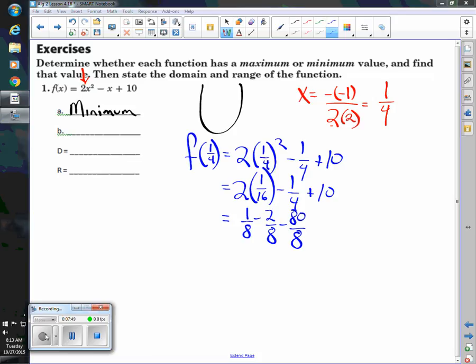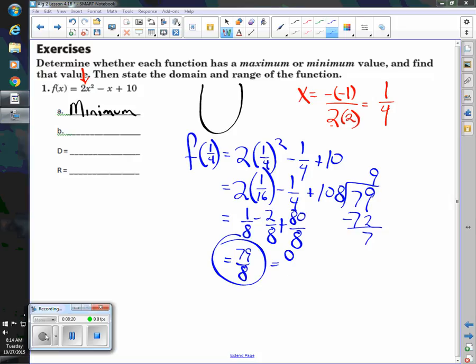Okay, so I have 1/8 minus 2/8 is negative 1/8. Negative 1/8 plus 80/8 is 79/8. Okay, now if you want to go ahead and convert that to a mixed number, you're more than welcome to. You know, I don't really care that much for mixed numbers, but if we do that, 79 divided by 8, it's going to go in there 9 times with 72 and a remainder of 7. So that is 9 7/8.